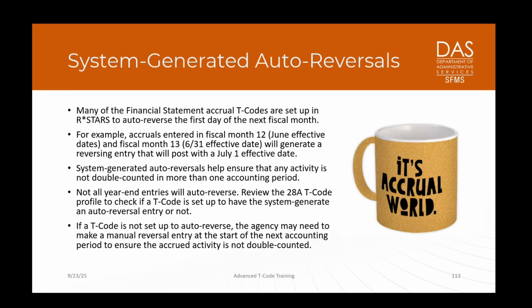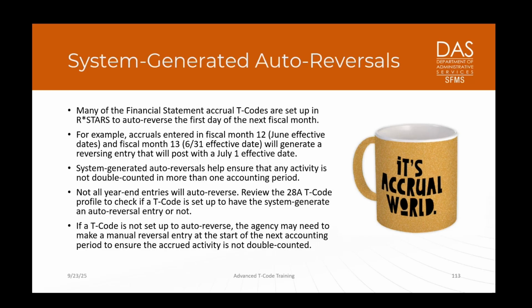This is just kind of a shortcut to save you from having to make an entry to back that out. We don't want activity reported in both accounting periods. So if you're accruing expenditures for fiscal year 25, it's going to auto reverse out at the start of fiscal year 26, and then you're going to pay the actual bill in fiscal year 26. We don't want expenditures reported in both periods, so that auto reversal makes sure that it's only going to be recorded as a fiscal year 25 expenditure.